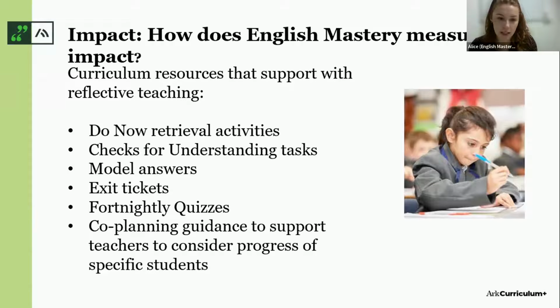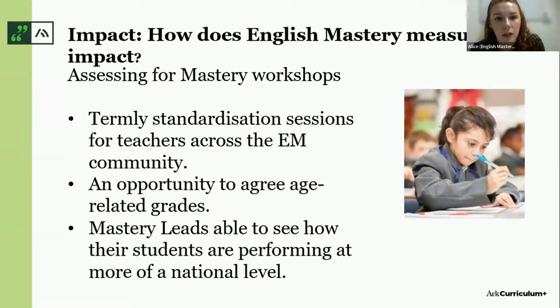We've also got, as people mentioned already, that co-planning guidance. So that invites mastery leads to get teachers to consider specific groups of pupils in their planning. So they've got really clear expectations of student responses, as well as a concrete action plan for how they're going to use questioning and modelling and other scaffolding strategies. So a whole range of examples that we have in kind of checking the impact of the curriculum.